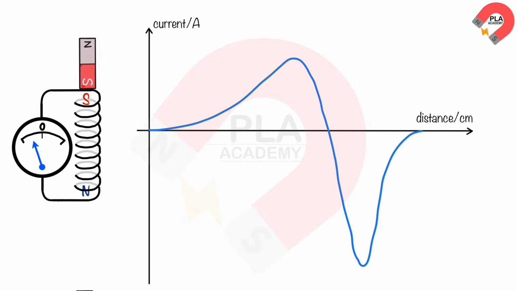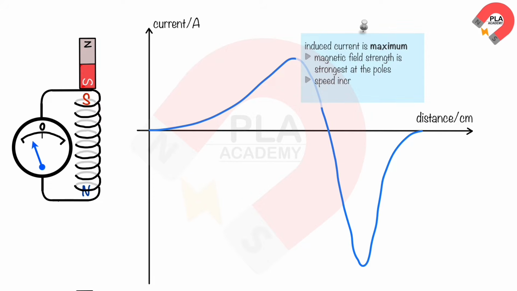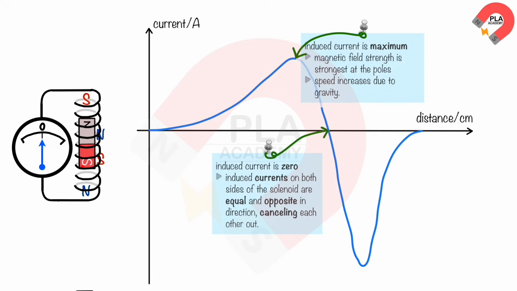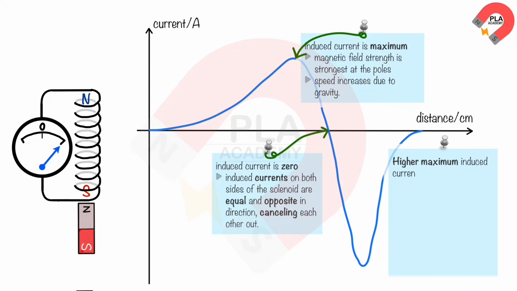The induced current is maximum when the magnet is entering the solenoid. This is because the magnetic field strength of the magnet is strongest at the poles and its speed increases due to gravity. The induced current is zero when the magnet is at the middle of the solenoid. This occurs because the currents induced on both sides of the solenoid are equal and opposite in direction, cancelling each other out. The induced current then reverses and increases to another maximum when the magnet exits the solenoid.